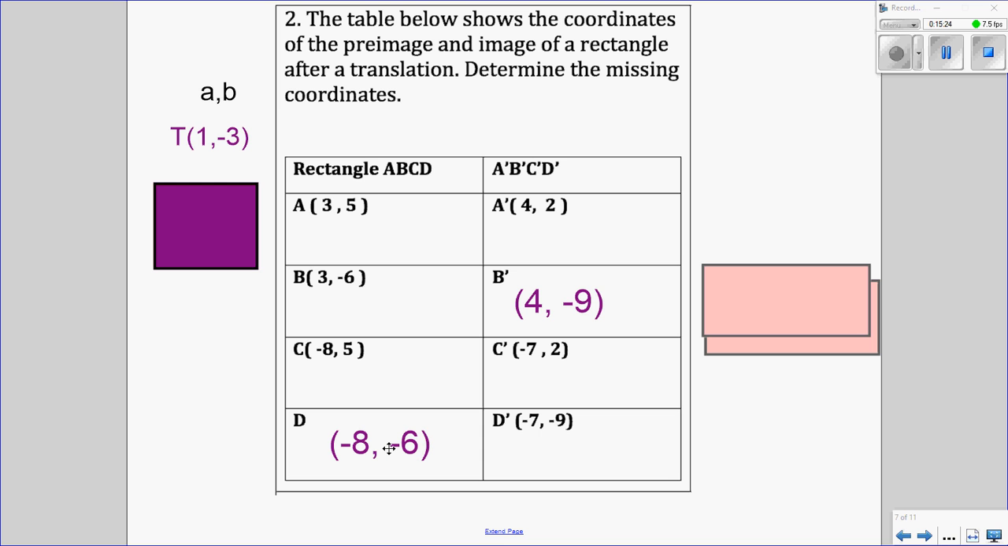So remember, if you're going from the pre-image to the image, you are adding if they don't have the graph and you just have the coordinates. If you're going from the image to the pre-image, when you're translating, you're subtracting. Remember that.